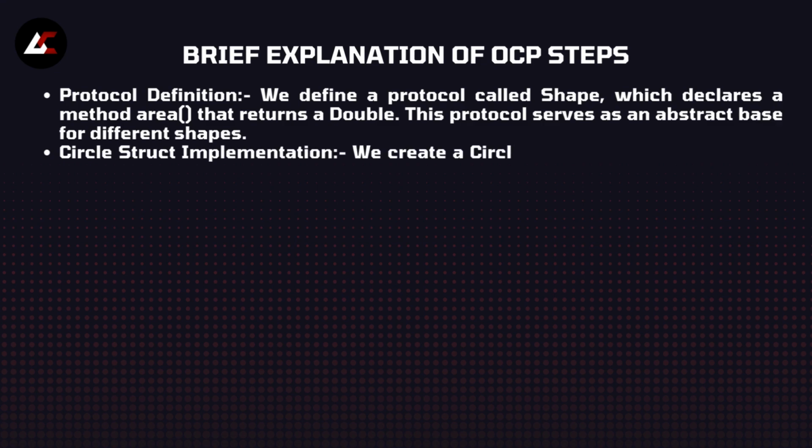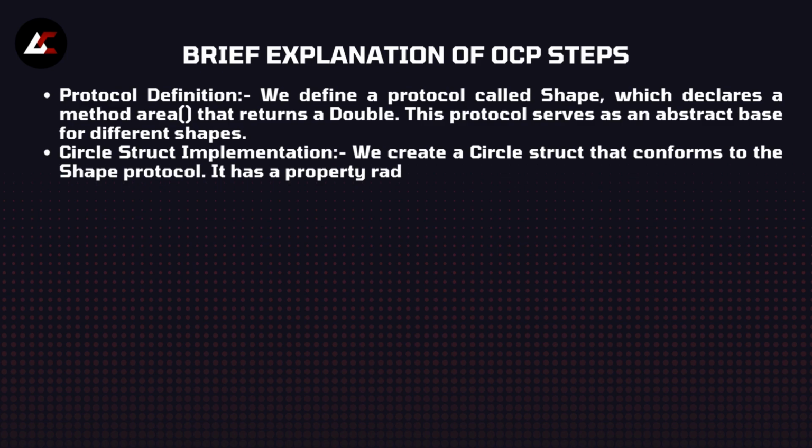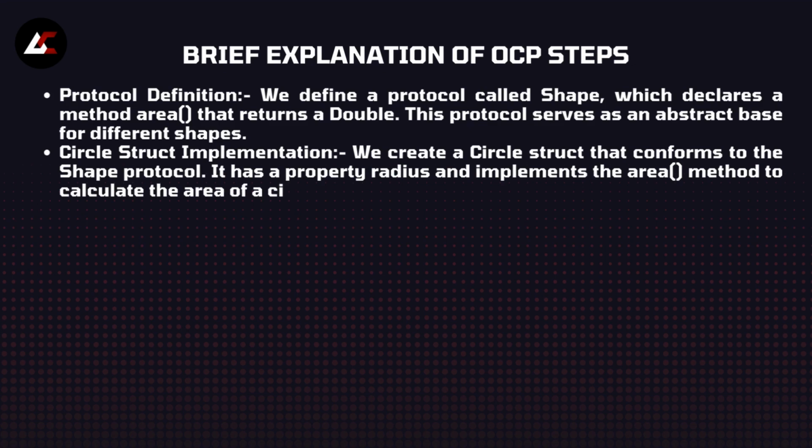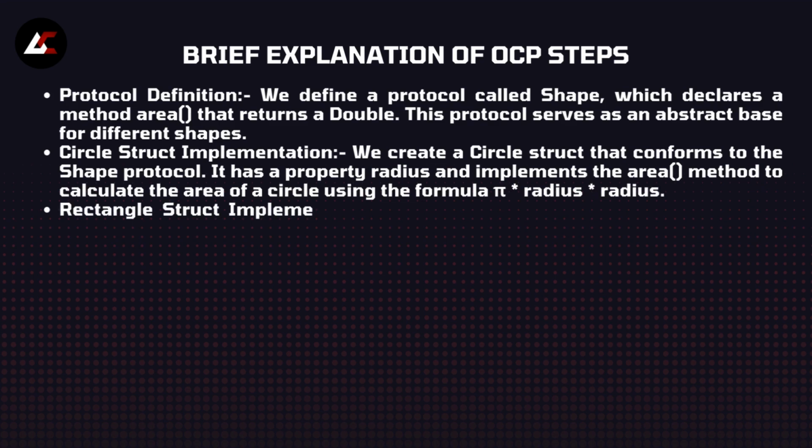Circle struct implementation. We create a Circle struct that conforms to the Shape protocol. It has a property radius and implements the area method to calculate the area of the circle using the formula pi multiplied by radius multiplied by radius.